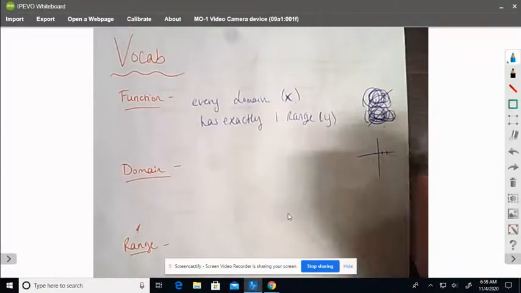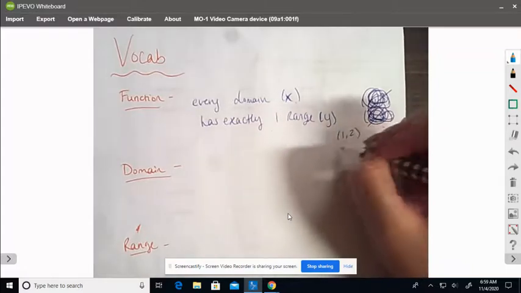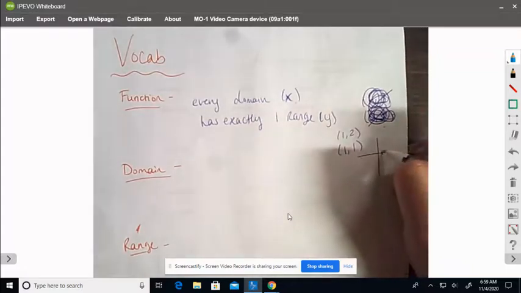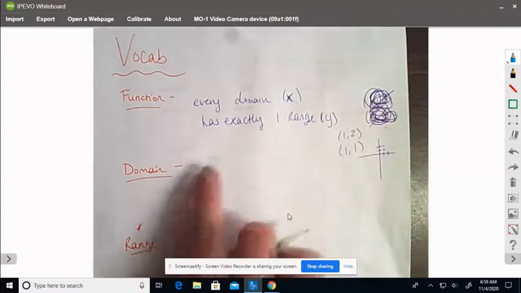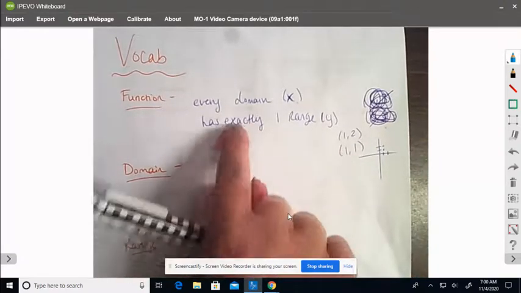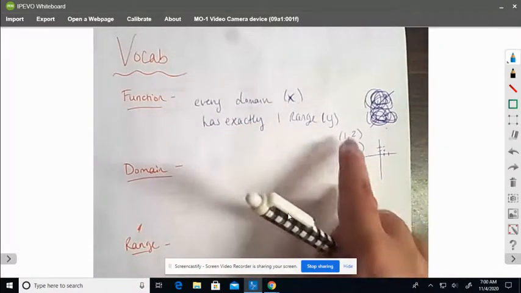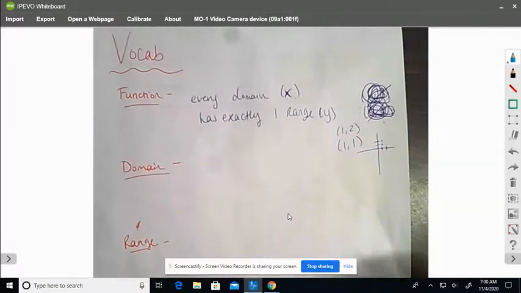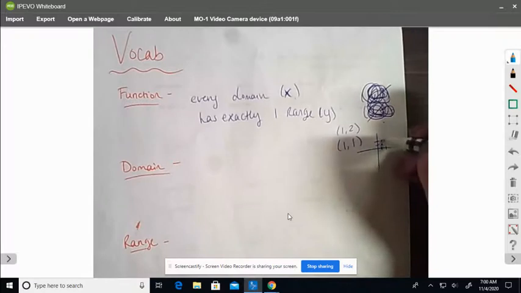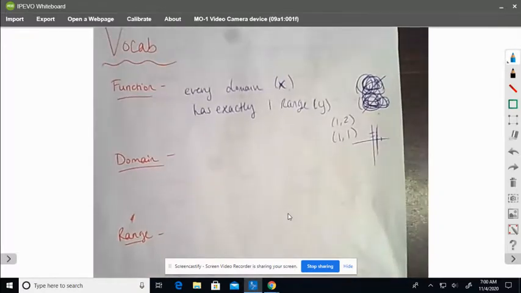So if I have the points (1, 2) and (1, 1), here's my point (1, 1), here's my point (1, 2). For every domain value, the domain is 1, there should only be one range. This has two ranges, two different y values. That doesn't pass the vertical line test. It's not a function, okay? The vertical line test is just: if I draw a vertical line, is there more than one dot on that line? If there is, we do not have a function, okay?